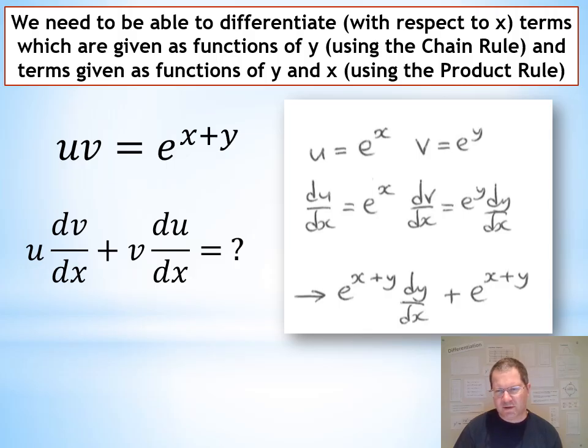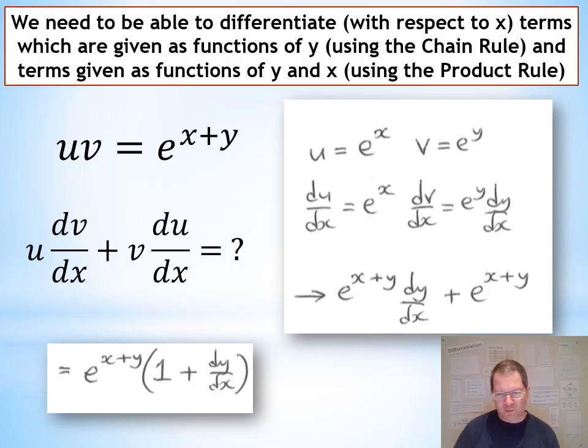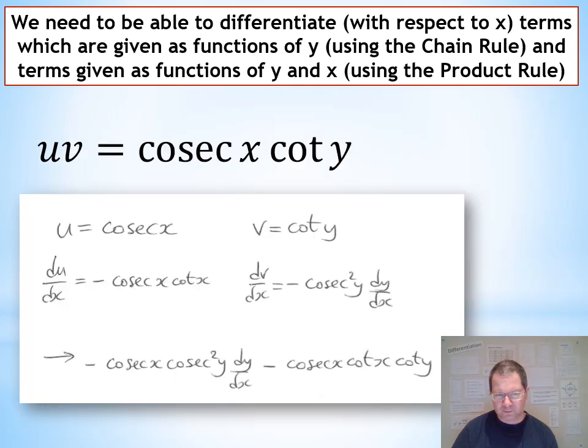And then that will give us uv dash, which is e to the x times e to the y dy by dx, which we could write as e to the x plus y dy by dx, and vu dash as e to the y times e to the x, which we can also write as e to the x plus y. And if you really want to, you can then factorize e to the x plus y, so that you get e to the x plus y multiplied by 1 plus dy by dx.